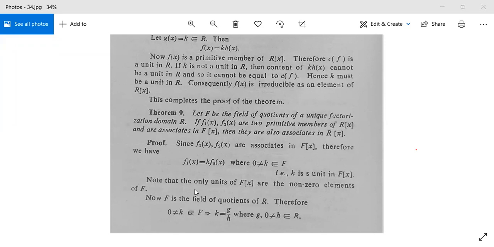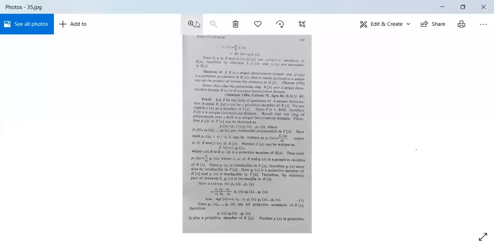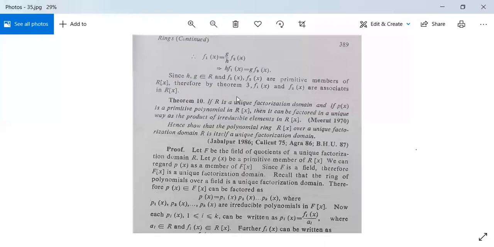Therefore, 0 not equal to k in F implies that k is equal to g by h, where g and h both belong to R, but h is non-zero. So f1(x) can be written as g by h into f2(x), which implies that h into f1(x) is equal to g into f2(x). Since here h and g both are in R, and f1, f2 are primitive members of R[x], therefore f1, f2 both are associates in R[x]. So this theorem is also proved.